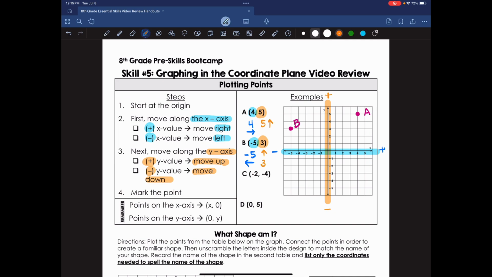All right, next point. We've got negative 2 for x, so again, we're going to be moving left, and a negative 4 for y. So if we break that down even more, negative 2: x is always left or right, negatives move to the left.